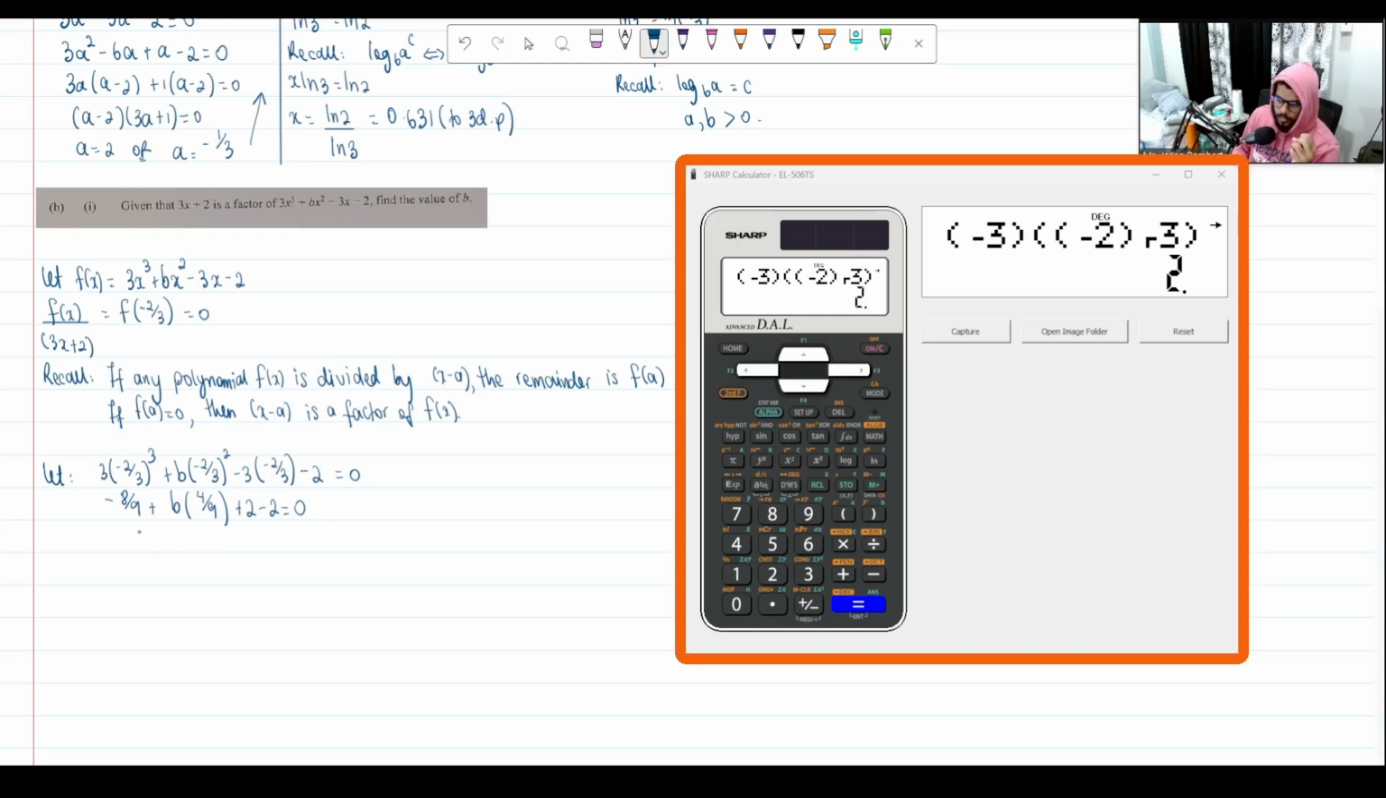Rearrange, I'll get 4 over 9 b is equal to, move it across, I'll get 8 over 9. Multiply both sides by 9, I'll get 4b is equal to 8. Divide both sides by 4, I'm going to get b is equal to 2. And we're good to go. So we found the value of b.